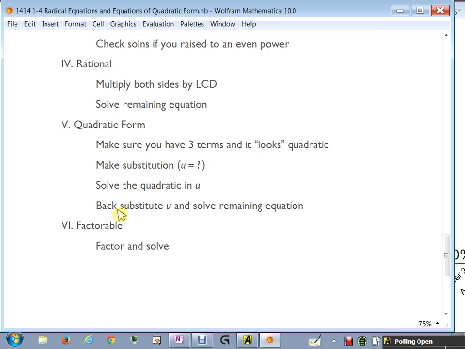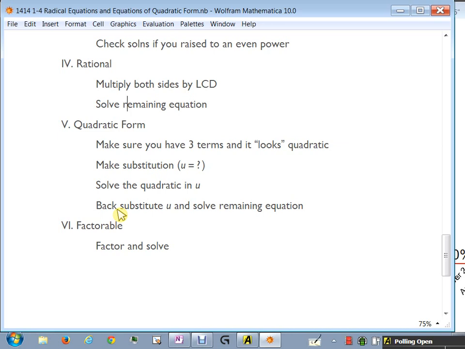When you're trying to solve an equation with quadratic form, you have to make sure first you have 3 terms and that it looks like a quadratic. Then you make a substitution. Then you solve that quadratic in u, and then you back substitute and solve the remaining equation. Again, I don't expect you to really follow that because we haven't done an example yet. All right, but when I do that, I'll refer to this, okay?